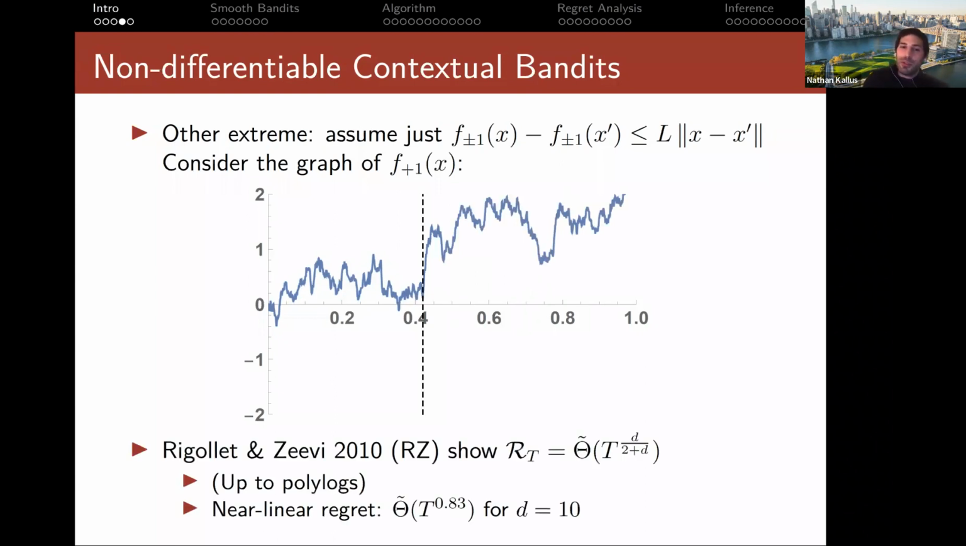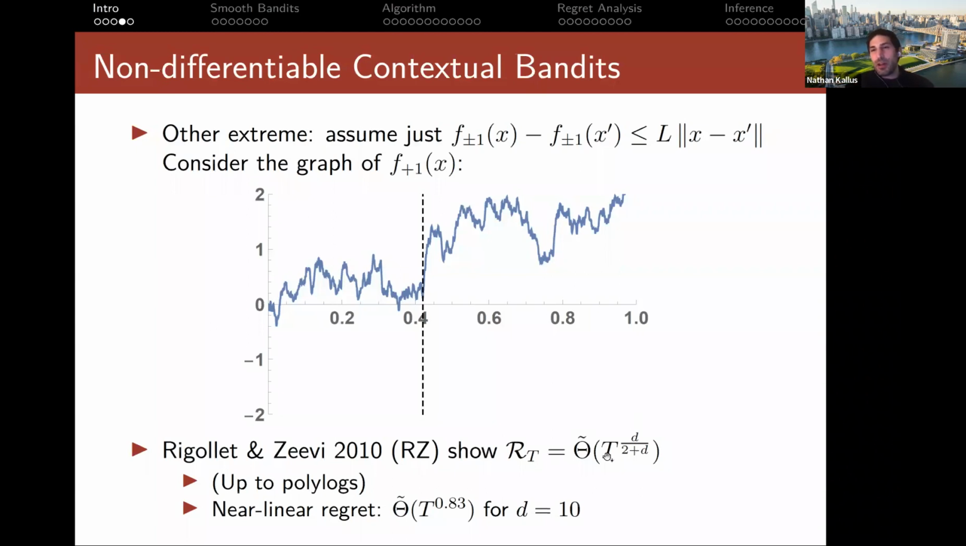So this problem was studied by Rigollet and Zeevi, and they showed that in this context, the minimax regret is of order T to the power d over 2 plus d. And d here is the dimension of the covariates x. For the rest of the talk, covariates are going to be some d-dimensional variables. And this tilde here means that it's up to polylogs, right? So no longer are we looking at logarithmic regret, and therefore we don't really care about the polylogs because the leading term is polynomial. We're just going to focus on the polynomial.